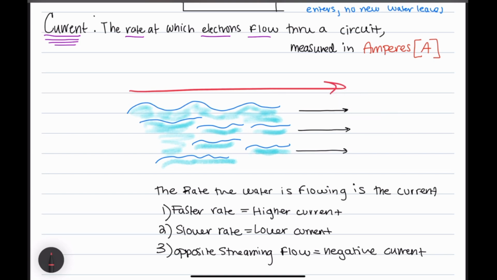And so naturally, a faster rate of the water moving would mean that there's a higher current. And a slower rate of the water moving means there's a lower current. And in technical terms, if we go back, this just simply means that in a given amount of time, there's fewer or more electrons flowing from point A to point B. This is where you would maybe put your oscilloscope probe to see what the current is.